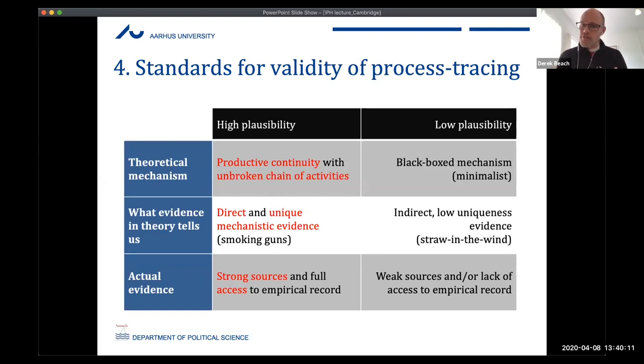The first is, at theory level, you have what you could call productive continuity. You've unpacked theoretically each of the parts of the process. In particular, you have an unbroken chain of activities linking the cause to the outcome. Then, still in theory, you would have propositions about evidence that are very unique or specific for your theory and are quite direct. And then you have strong sources and full access to the empirical records. So that's the ideal typical situation, that you're really able to evidence each of these parts and have really good evidence.